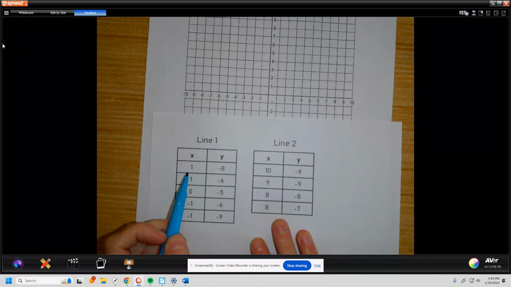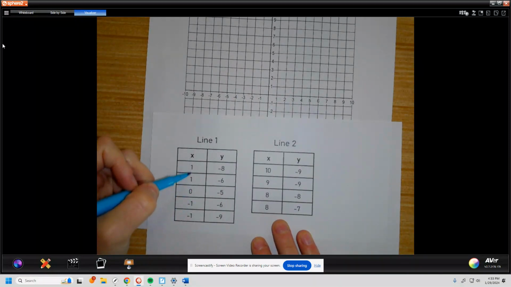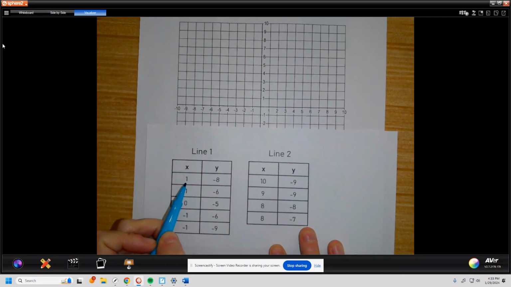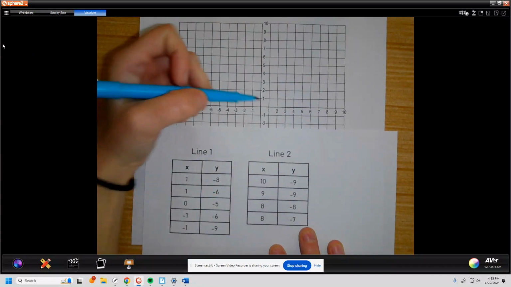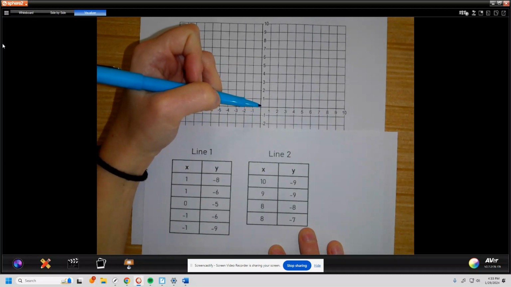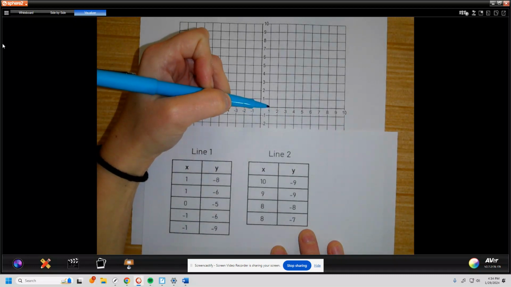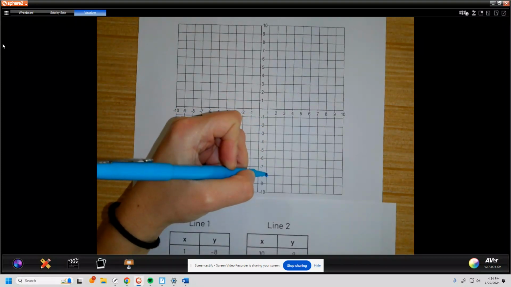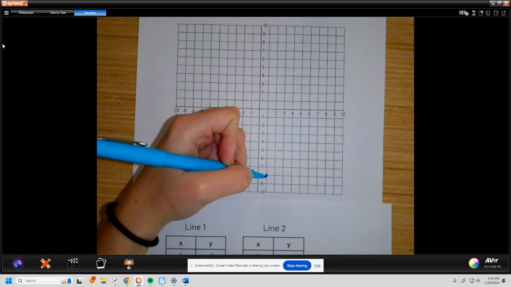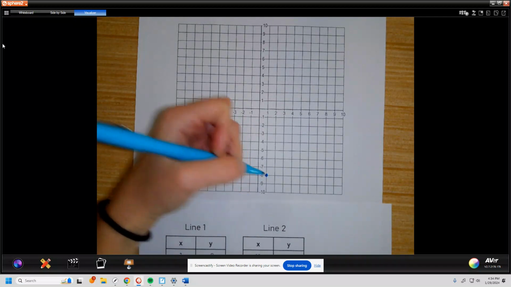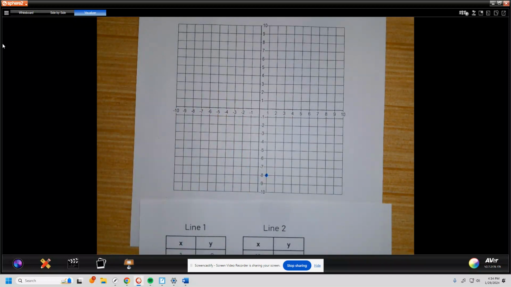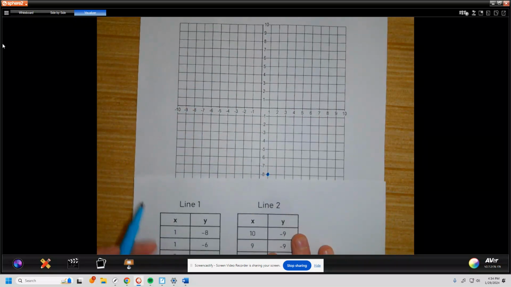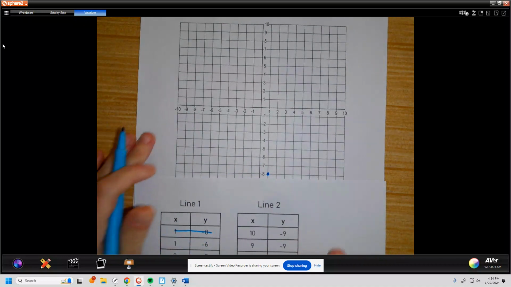So line 1. Basically, we're going to connect all of these points to make a line. All right, so my first point is (1, -8). So I'm going to go to the origin. I'm going to go over to +1. That's my x, and then I'm going to go down to -8. Put a point. Definitely use a pencil for this. I'm just using this so you can see it better, but you're probably going to mess up, so you're going to need to erase. So (1, -8). That's my first point. I'm going to cross it off so I know I already did it.